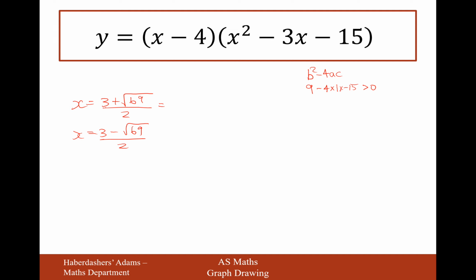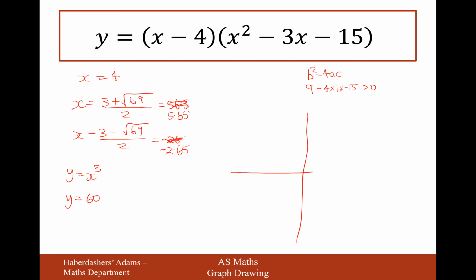So let's find out what the decimal of that's going to be, about 5.65. And the second one is going to have a numerical value of minus 2.65. And the other root will be at x equals 4. It's roughly going to be an x cubed shaped graph, and the y-intercept is going to be 60.